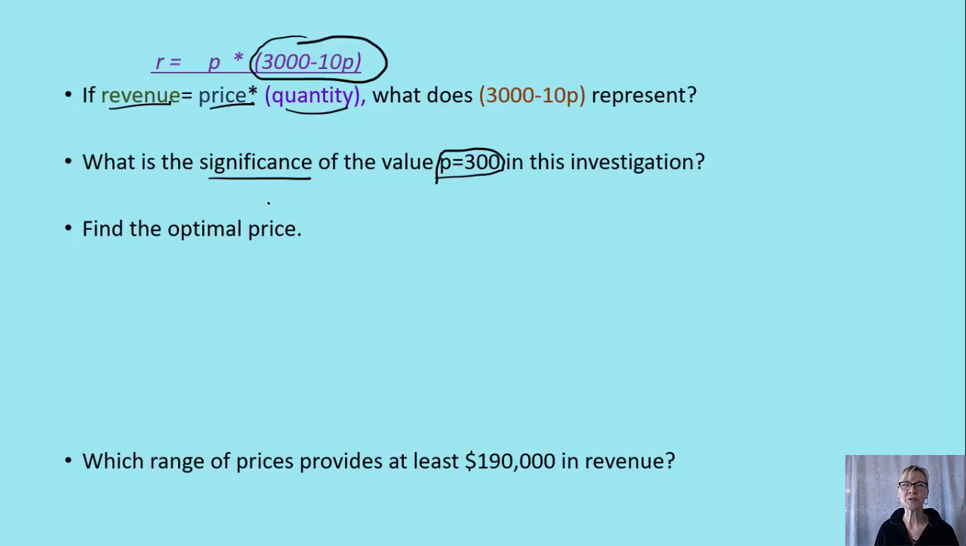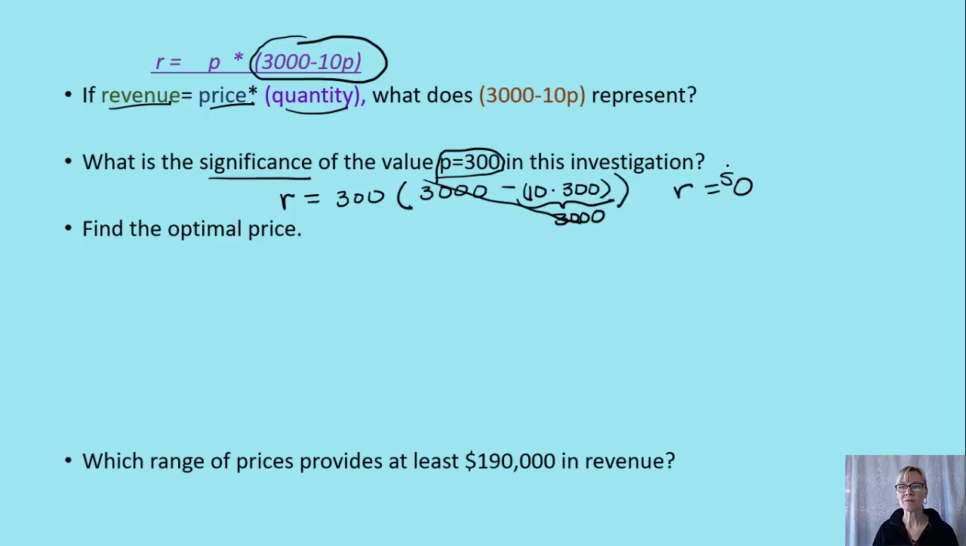Okay, so remember revenue equals P times (3,000 minus 10P). Let's plug this value in and simplify. 10 times 300 is 3,000. Now we have 3,000 minus 3,000 in the parentheses, which is 0, and 0 times 300 is 0. So revenue equals 0.